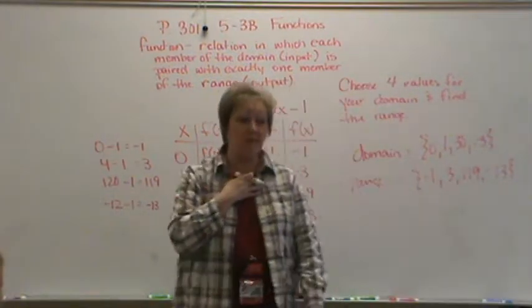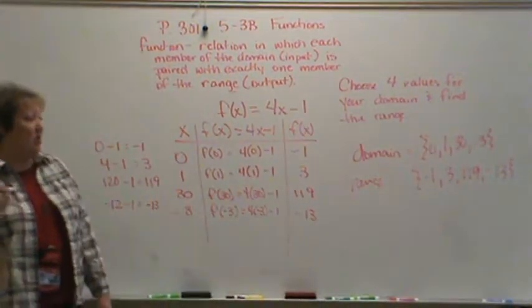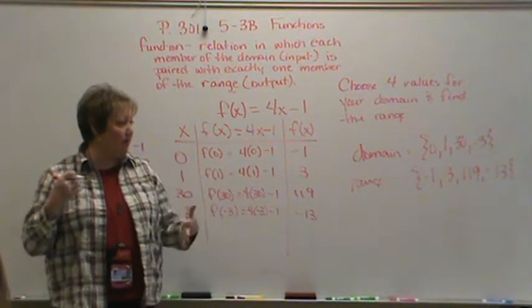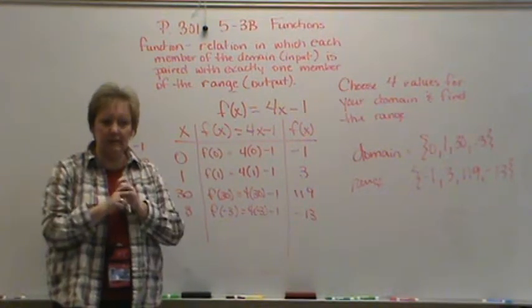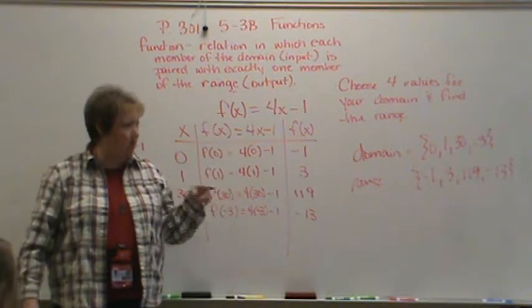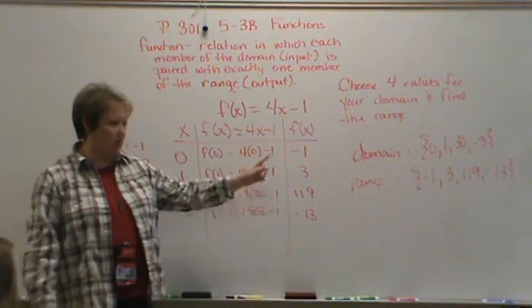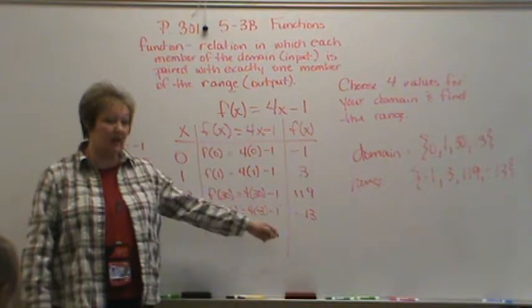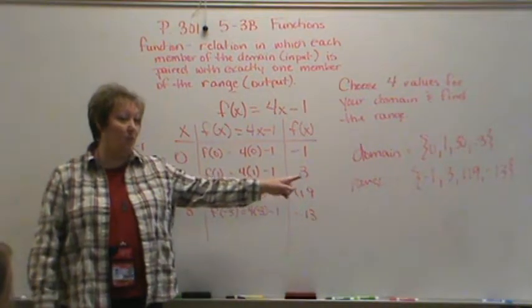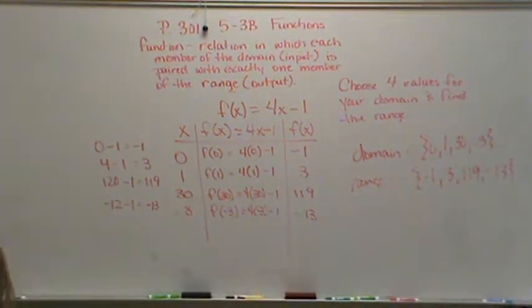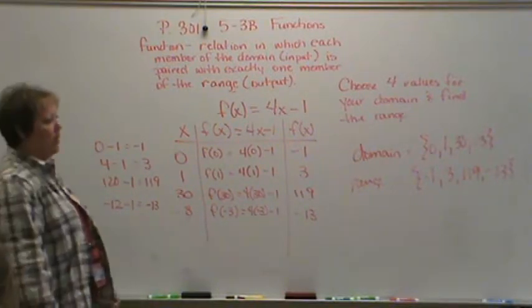Now, personal preference for me is that these numbers are in numeric order from least to greatest. So what would my domain be? Negative 3, 0, 1, and 30. Correct. What about my range in numeric order? Negative 13, negative 1, 3, and 119.